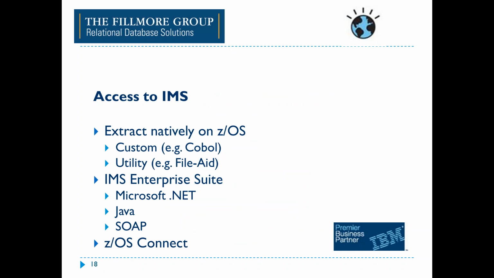The other way to extract natively on z/OS is using a utility like File-AID. There is the IMS Enterprise Suite that allows for APIs like Microsoft's .NET, Java, and SOAP to be able to get access to the IMS data. And then the z/OS Connect that we talked about before, primarily for mobile and cloud, being able to run in the Liberty profile within WebSphere, being able to get access to the IMS data.